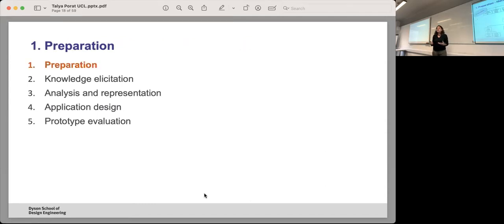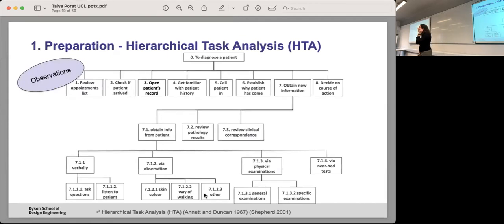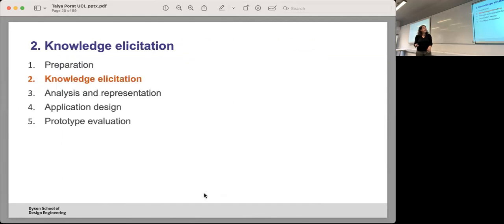So in the preparation, we observed 104 patients, GPs, I wouldn't say diagnosing, but 104 consultations. How they do a consultation, how they use the electronic health record, what they ask the patients, and how they manage this patient. This is just a part of it. We created a hierarchical task analysis of all the tasks that the GP does during the consultation.